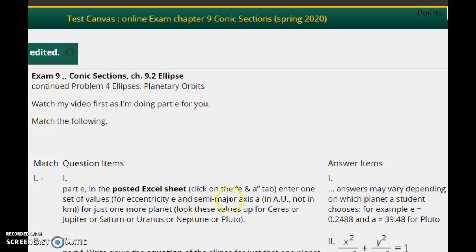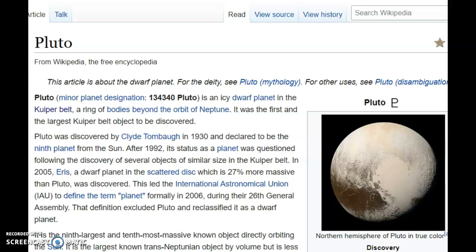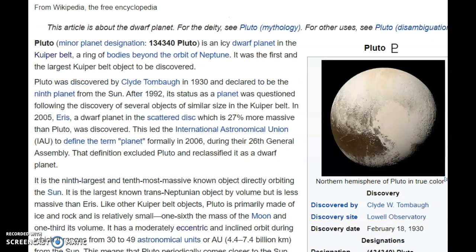In the posted Excel sheet, click on the E&A tab, enter one set of values for eccentricity E and semi-major axis A in astronomical units, not kilometers, for just one more planet. Look these values up for Ceres or Jupiter or Saturn, Uranus or Neptune or Pluto. So I'm going to do that. I chose Pluto, and I'm going to scroll down here to show you these here.